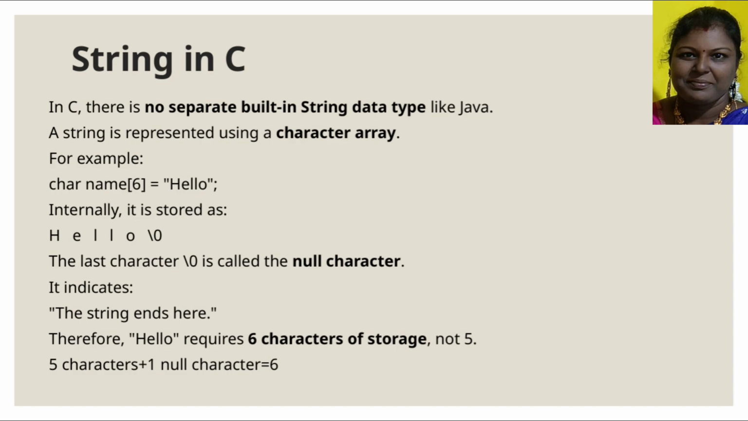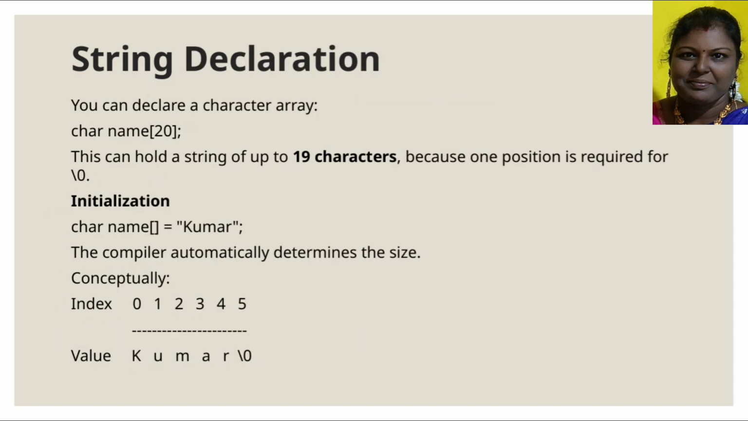Let's talk about declaring character arrays in C. When you write char name[20], you're reserving space for up to 19 characters. Because the last spot is always for the null terminator, that special character that marks the end of the string. You can also initialize a string like this, char name[] = "Kumar". Here, the compiler figures out the size for you. Conceptually, each letter gets its own index, and the string ends with that crucial null character.